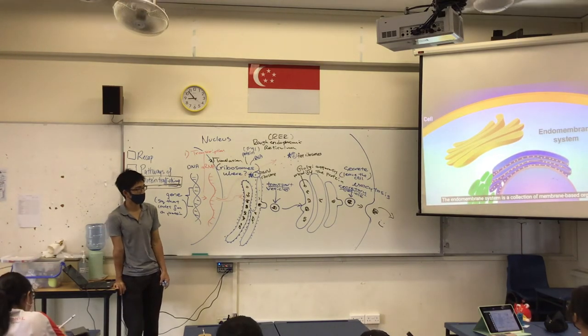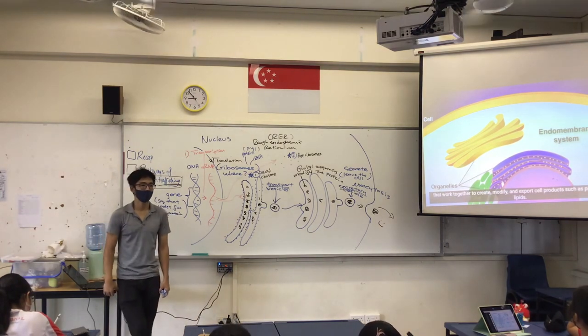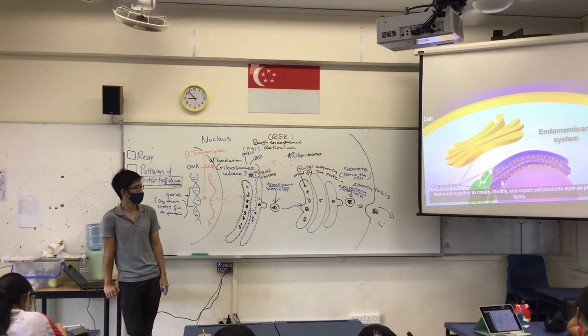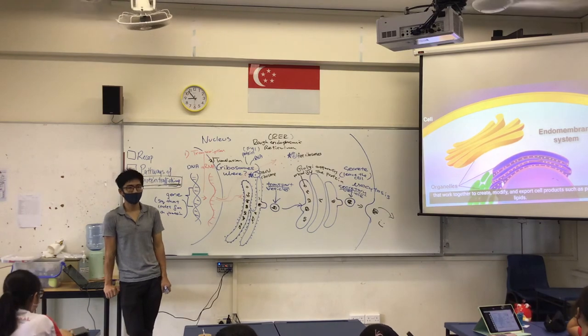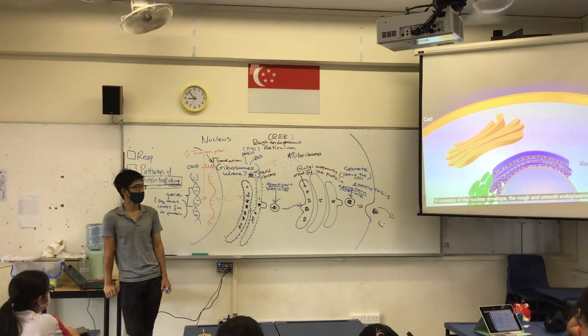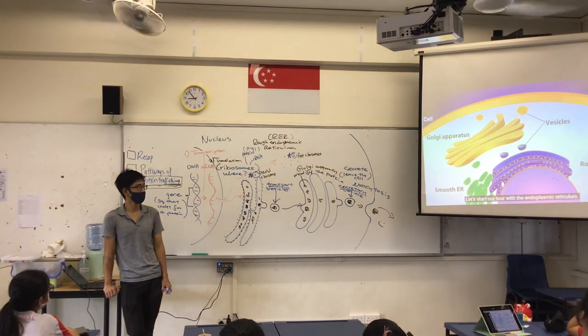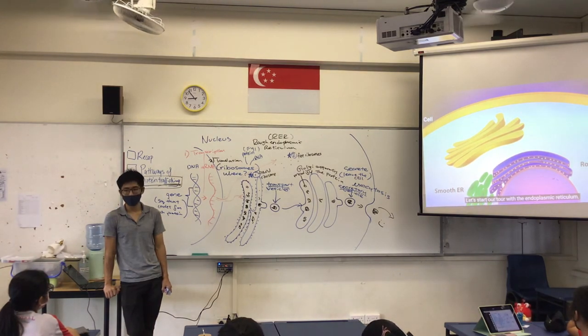The endomembrane system is a collection of membrane-based organelles that work together to create, modify, and export cell products such as proteins and lipids. It consists of the nuclear envelope, the rough and smooth endoplasmic reticulum, the Golgi apparatus, and several types of vesicles. Let's start out with the endoplasmic reticulum.